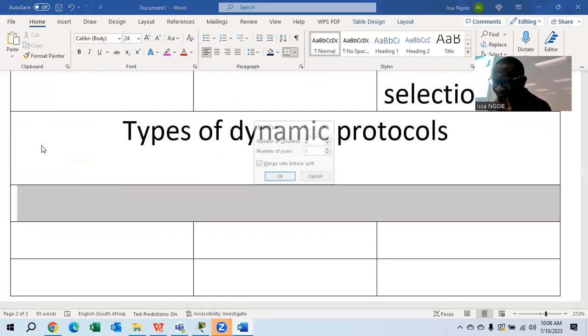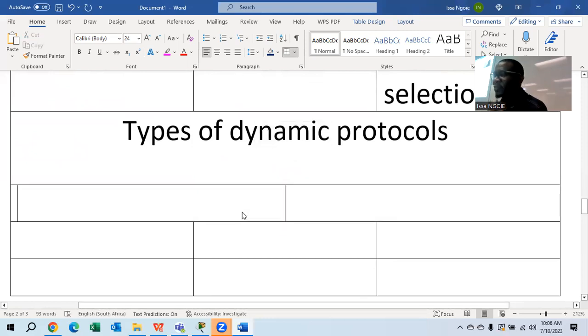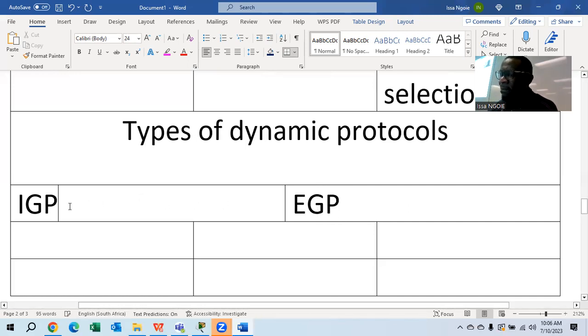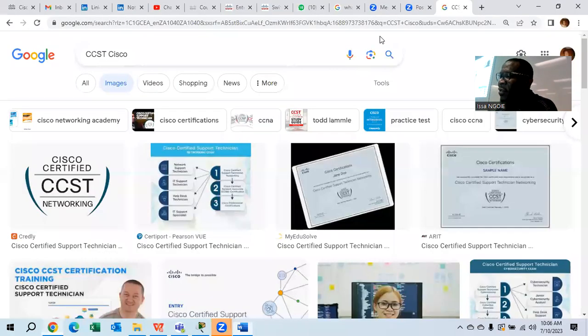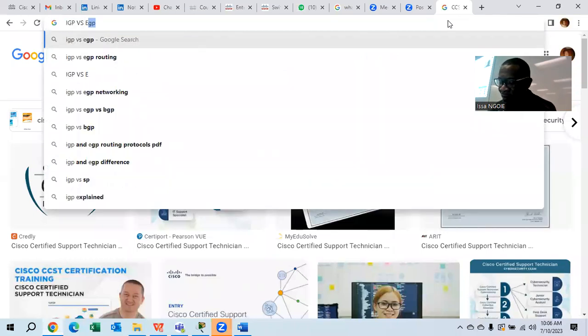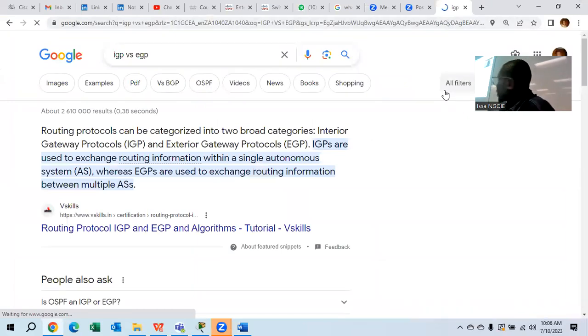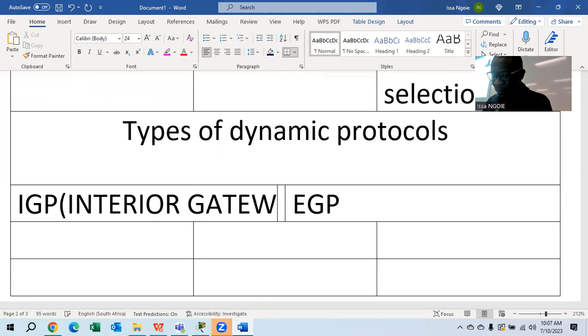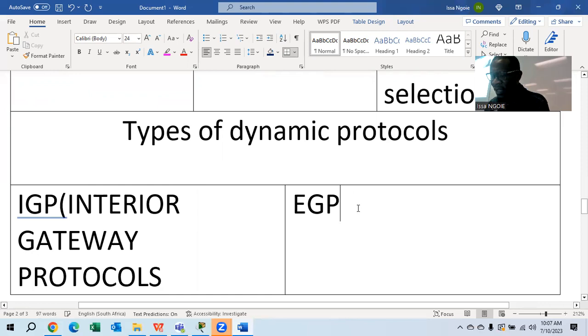Let me split my table into 4 columns. Now, when we are talking about dynamic protocols, there are 2 types. There is what we call the IGP and the EGP. Maybe if you want to read more, you can get them here, right? So there are 2 types of dynamic protocols, the IGP and the EGP. The I means interior. There it means what? The exterior.